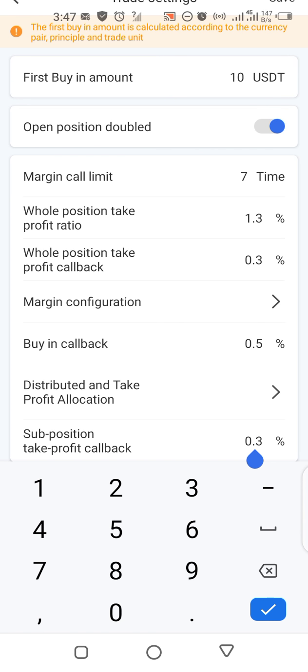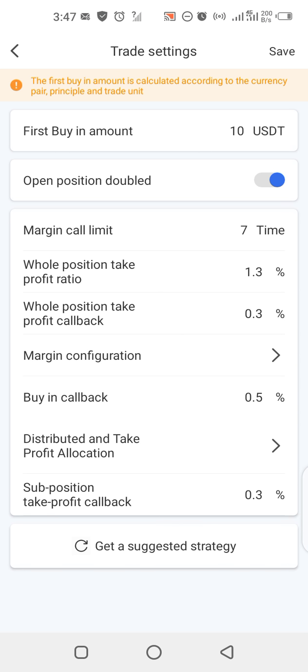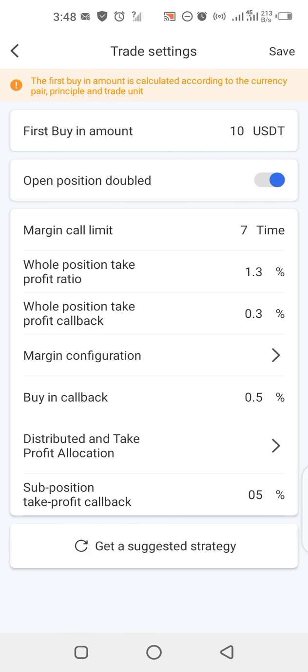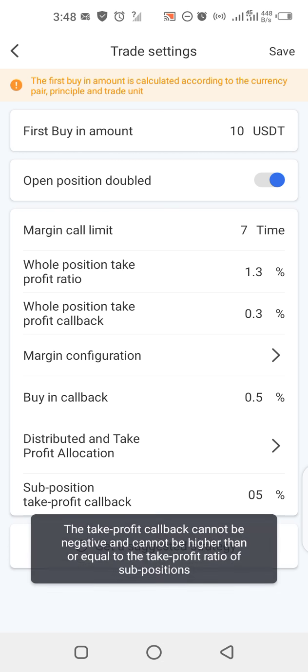I can also give them a sub position take profit callback. Because I said 2%, I say when the market tries to come down, like it was up here, when the market tries to go down by how much? I may even say 1%, but okay, I will do 0.5. Then after doing this, I tap save.